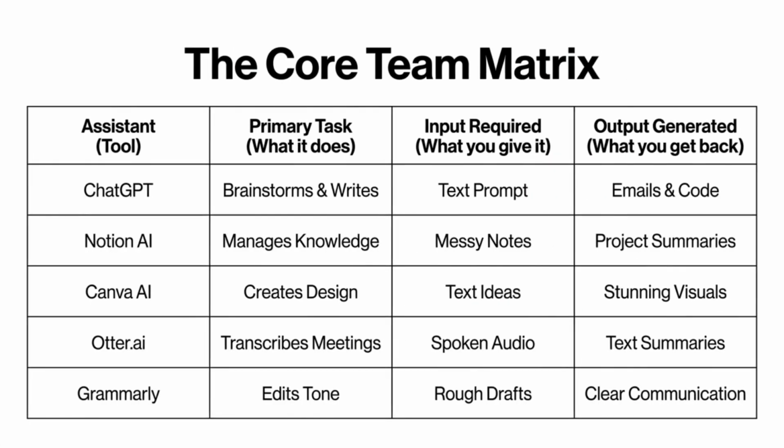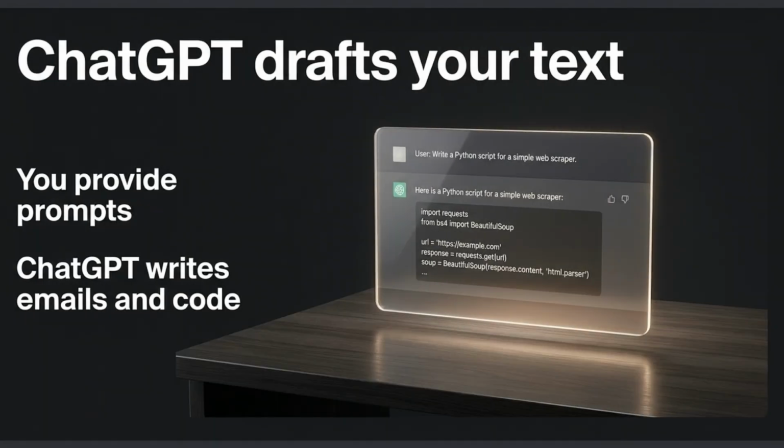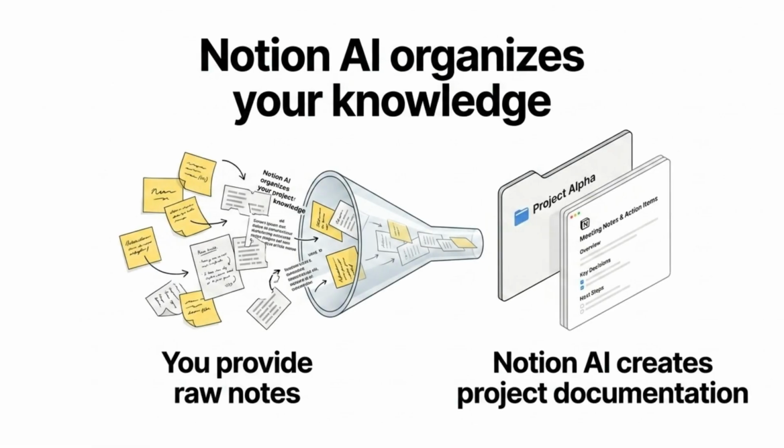This core team matrix outlines 5 essential free AI tools: ChatGPT, Notion.ai, Canva.ai, Otter.ai, and Grammarly, and their primary tasks, inputs, and outputs. ChatGPT drafts your text. You provide the prompts, and ChatGPT writes emails and code, assisting with brainstorming and writing.